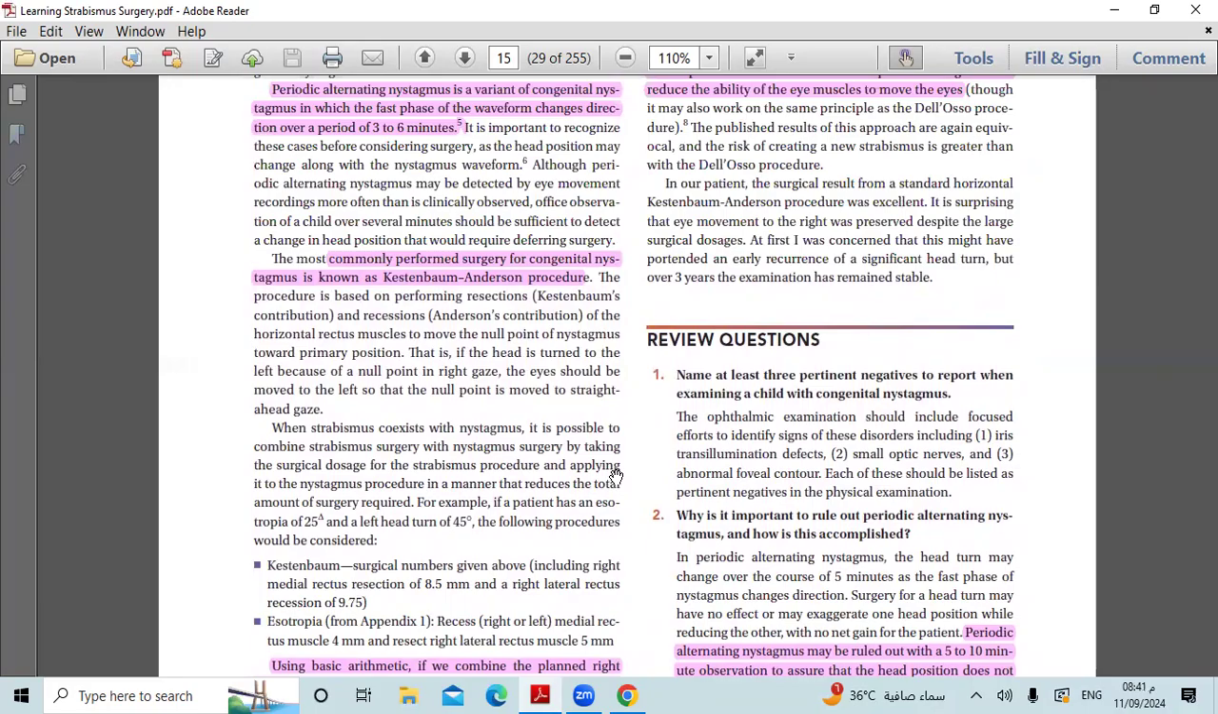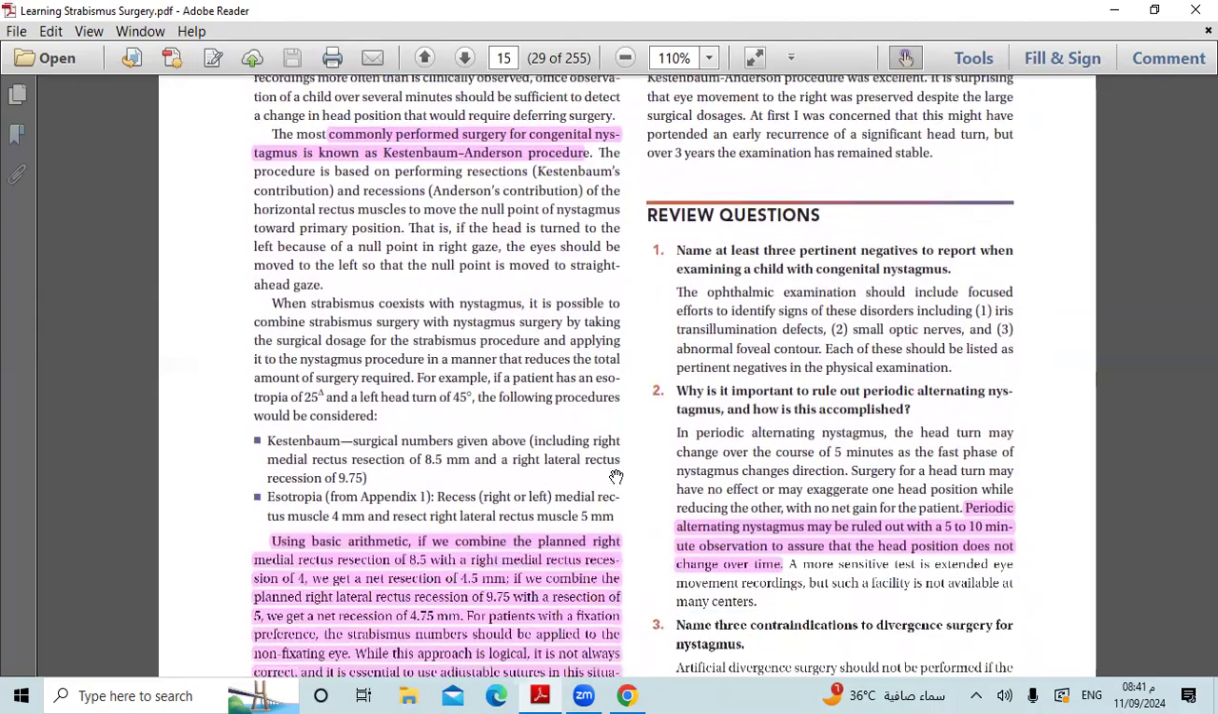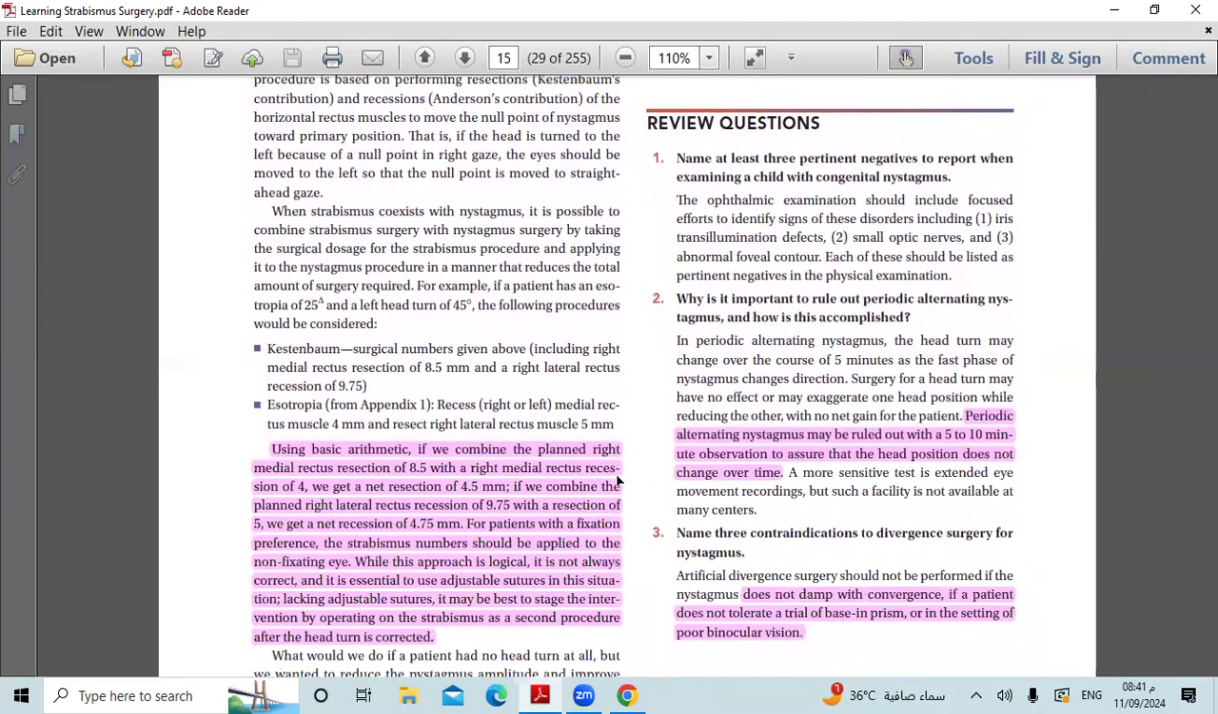Review questions. 1. Name at least 3 pertinent negatives to report when examining a child with congenital nystagmus. The ophthalmic examination should include focused efforts to identify signs of these disorders, including iris transillumination defects, small optic nerves, and abnormal foveal contour. Each of these should be listed as pertinent negatives in the physical examination.